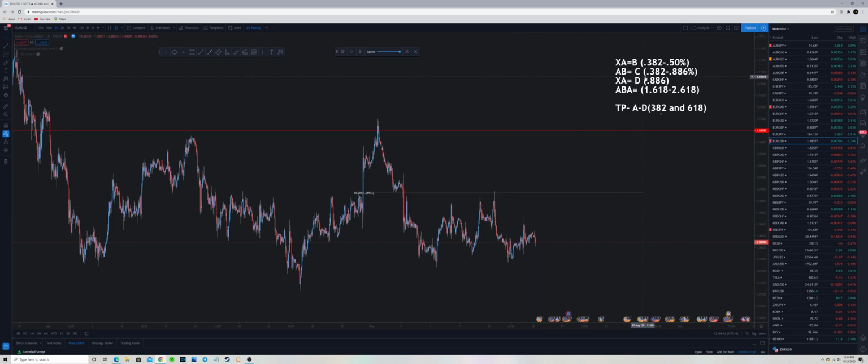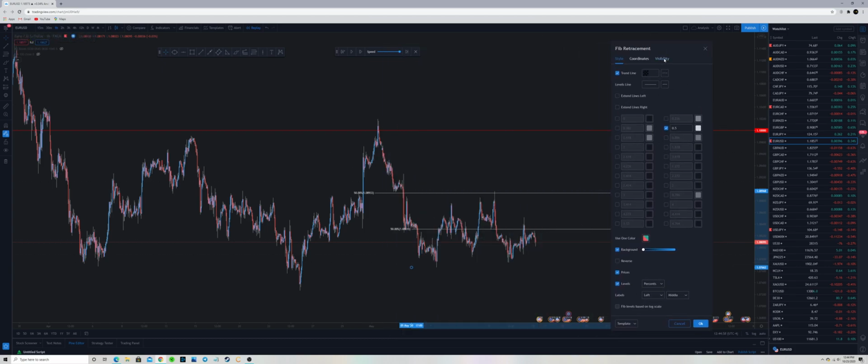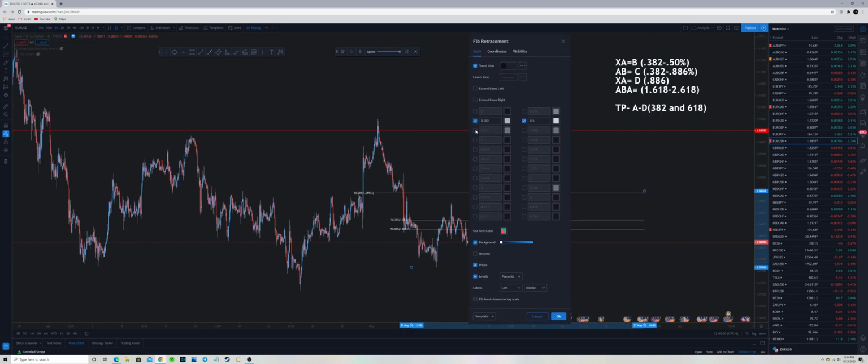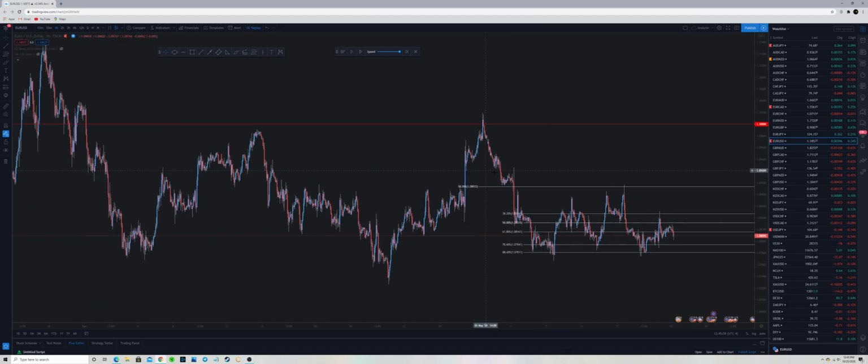Now for the C point, we need a 382 to an 886. And we get that by measuring A to B. So we go from the wick at the A point to the wick at the B point. We can vary from a 382 to an 886. So it could be a 382, 50%, 618, 786, 886. And we see price. Let me zoom in here.